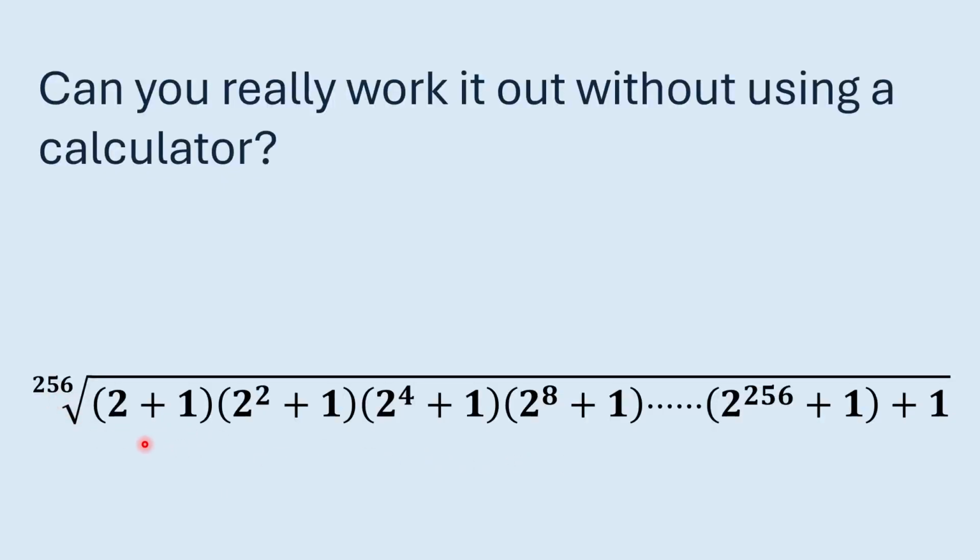It is in the brackets: (2 plus 1) multiplied by (2 squared plus 1) multiplied by (2 to the power 4 plus 1) multiplied by (2 to the power 8 plus 1). It seems the power of 2 just keeps doubling itself. So the next items must be (2 to the power of 16 plus 1), followed by (2 to the power of 32 plus 1), then (2 to the power of 64 plus 1), then (2 to the power of 128 plus 1), and finally (2 to the power of 256 plus 1), and at the end there is another plus 1.